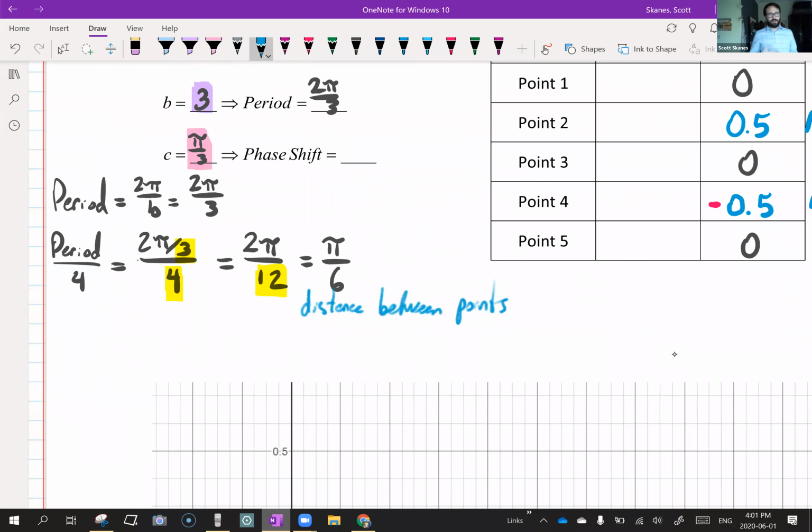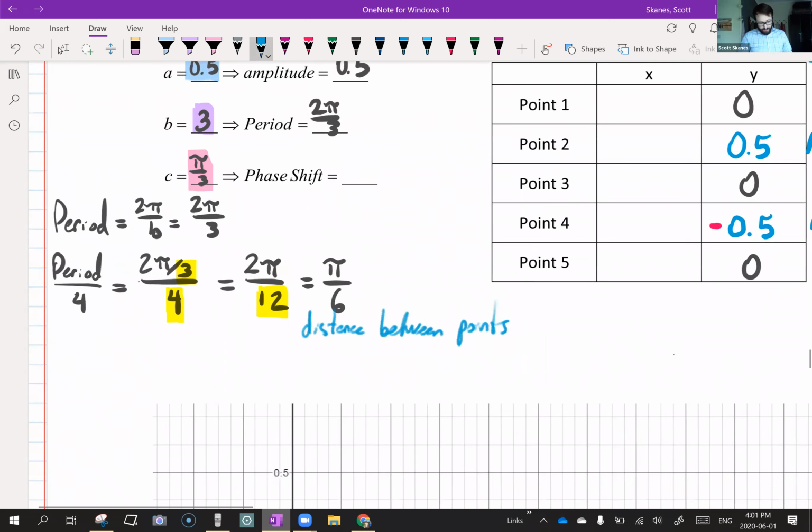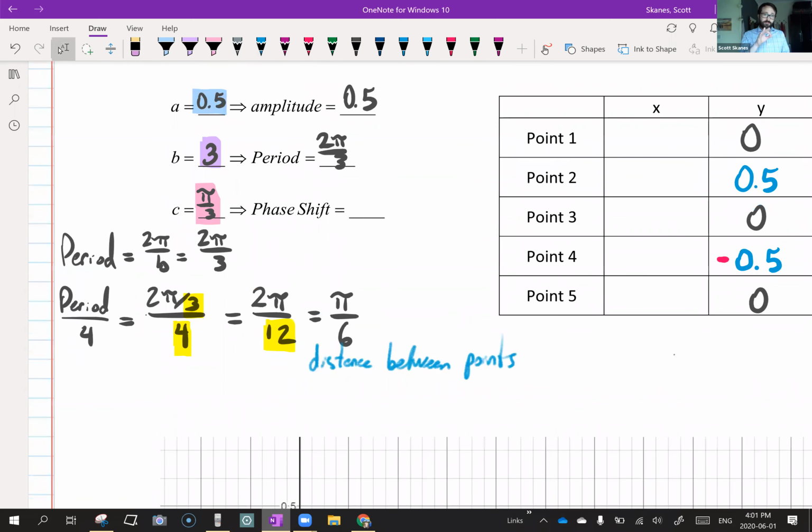That's really what we need. We don't even really need period. I mean, it asks for it, so we filled in the blank. But the period divided by 4 is going to be what we add each time. So every time I get an x value, I'm going to add pi over 6 to it, and it'll fill in this table. Remember, we divided our range into even pieces.